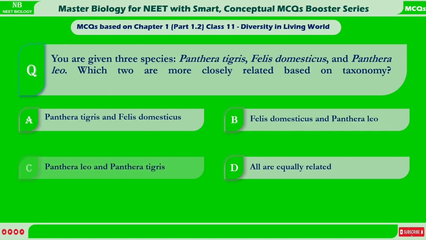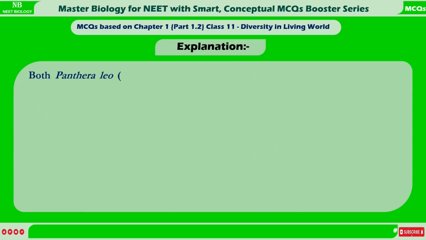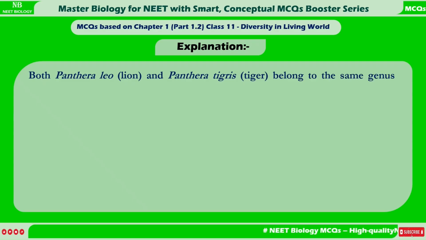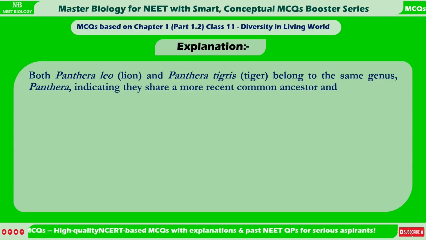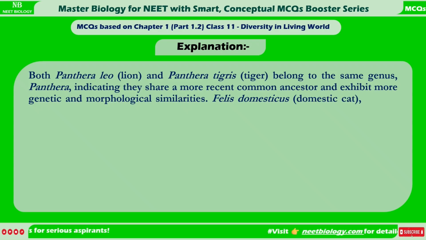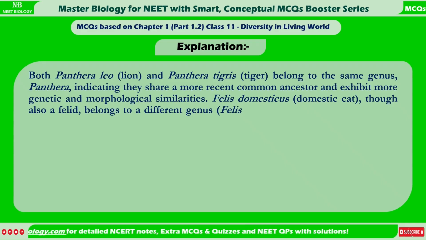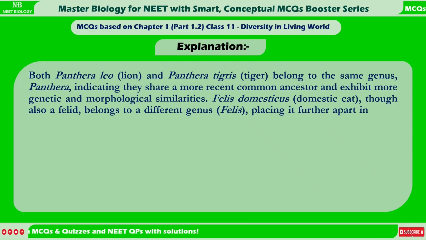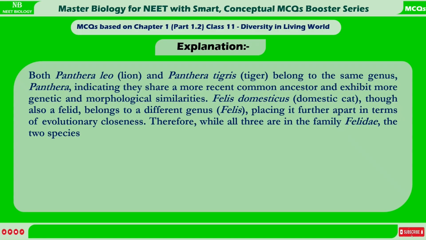Correct answer is C. Panthera leo and Panthera tigris. Explanation: both Panthera leo (lion) and Panthera tigris (tiger) belong to the same genus, Panthera, indicating they share a more recent common ancestor and exhibit more genetic and morphological similarities. Felis domesticus (domestic cat), though also a felid, belongs to a different genus, Felis, placing it further apart in terms of evolutionary closeness. Therefore, while all 3 are in the family Felidae, the 2 species within Panthera are more closely related.